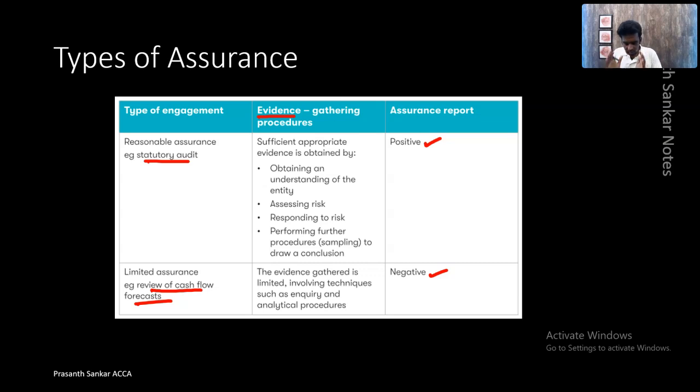But in limited assurance, we will follow only limited processes, less work, because we are giving only less opinion. We are not saying it's good, we are just saying it's not bad. To say whether it's not bad, you don't need to do much work. You can do less work. And when you do less work, you will gather less evidence. So the evidence on limited assurance will be lower.